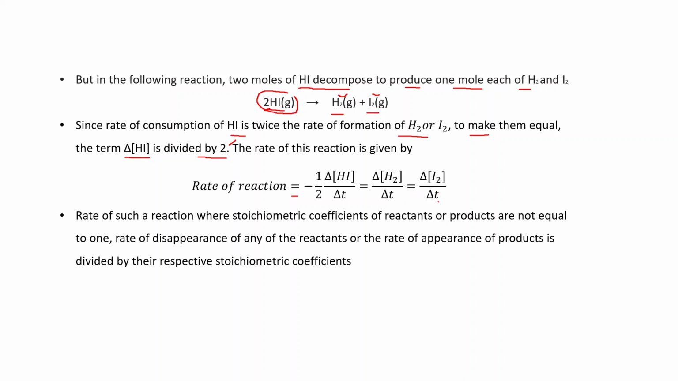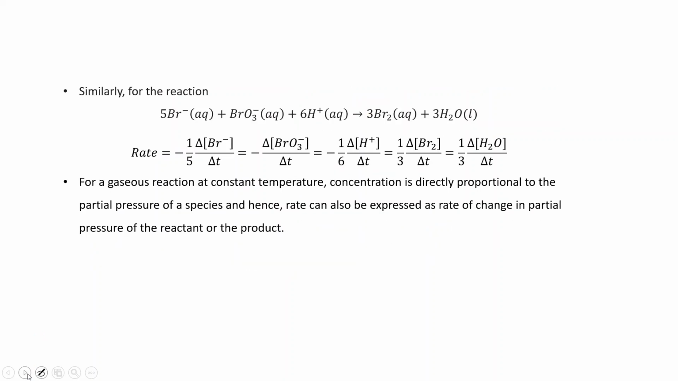If stoichiometric coefficients are different, then how can we express the rate of reaction? For such a reaction, where stoichiometric coefficients of reactants and products are not equal to 1, the rate of disappearance of any of the reactants or the rate of appearance of products is divided by their respective stoichiometric coefficients. Clear?